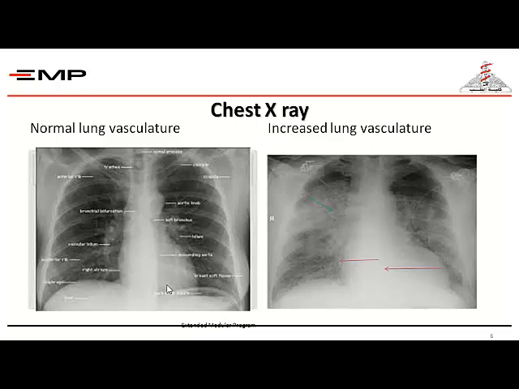In this view, the left image shows normal vasculature and normal cardiac size. In the right chest X-ray, you will see that the cardiac size is much increased. It occupies more than 50% of the chest cavity, and the bronchopulmonary vasculature is much increased as indicated by the green arrow. You just compare the right and the left X-rays to see the difference.